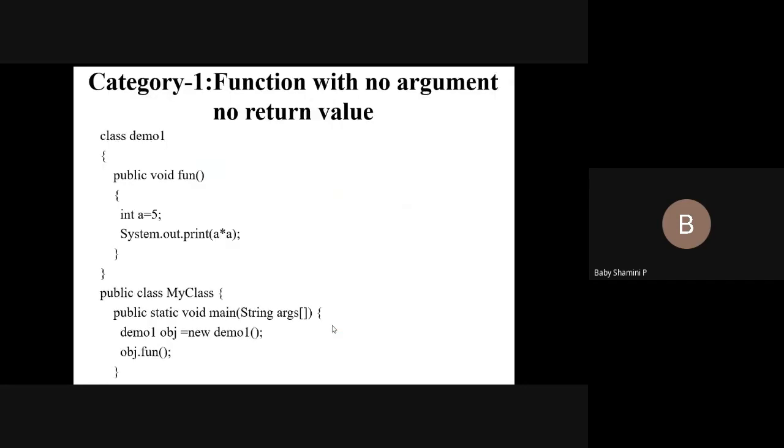Okay, category 1, function with no argument and no return value. Function with no argument means no need to pass any arguments and no need to declare a return statement. So first class Demo1, inside it public void function. This is the method definition or function definition. Inside I'm having the method body. Next one is public class MyClass, public static void main, String args. This is the main line.